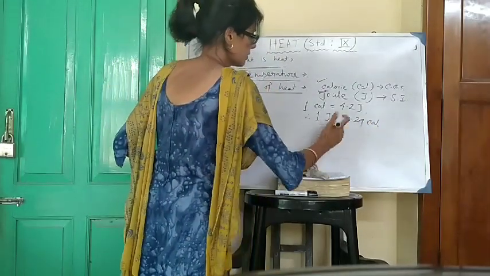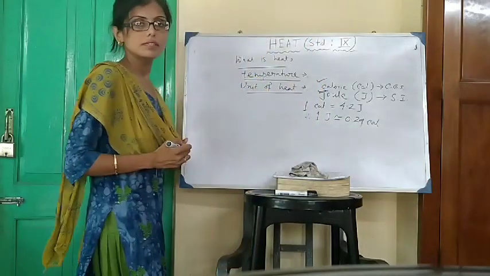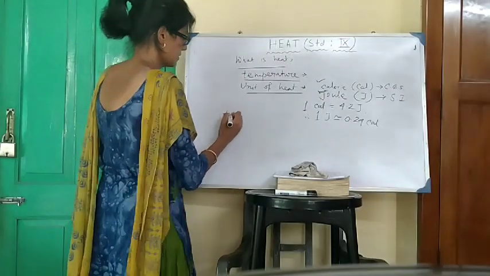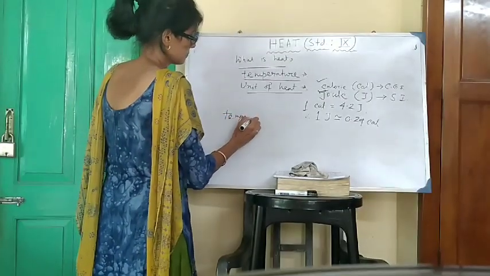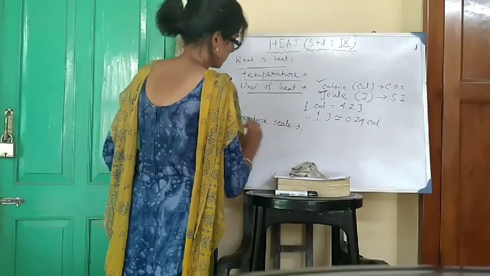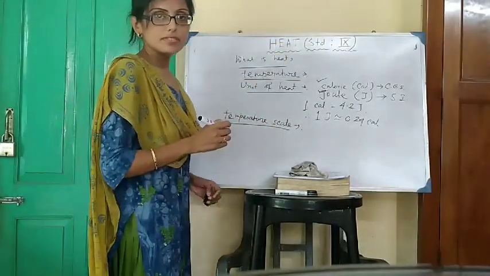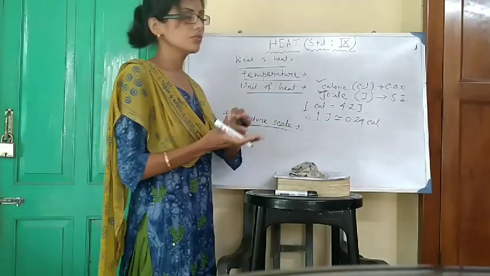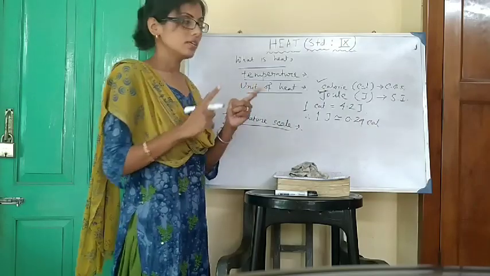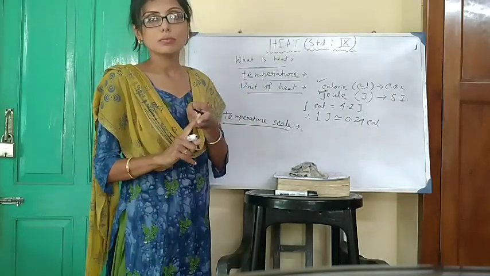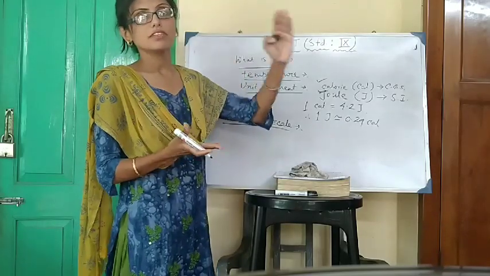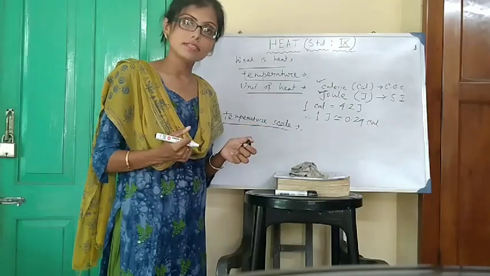So, this sign must be this one. Right. Next, temperature scale. What is temperature scale? The scale by which we can measure the temperature of a body is called the temperature scale. So a temperature scale must have a lower fixed point and an upper fixed point, right? The difference between upper fixed point and lower fixed point is called the fundamental interval.